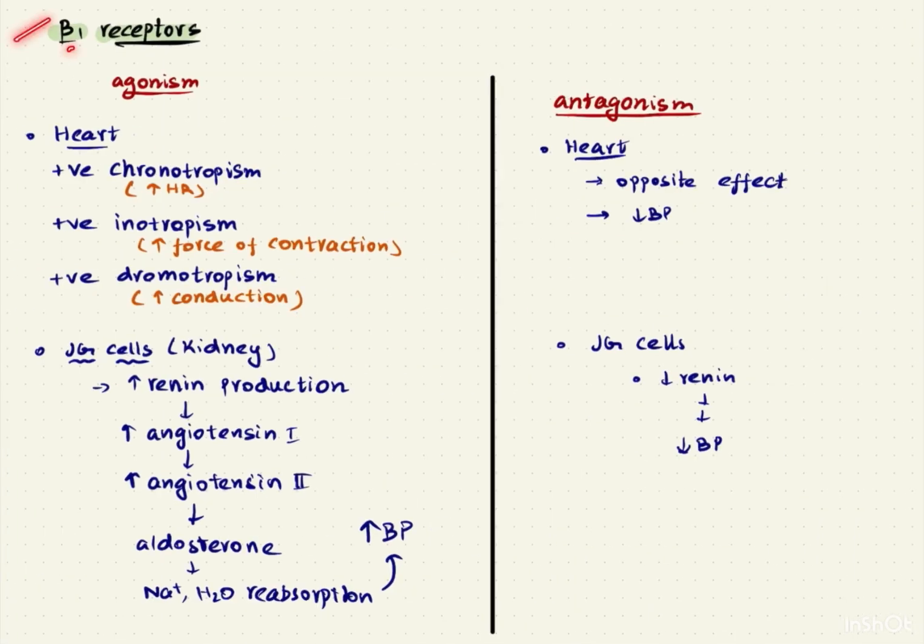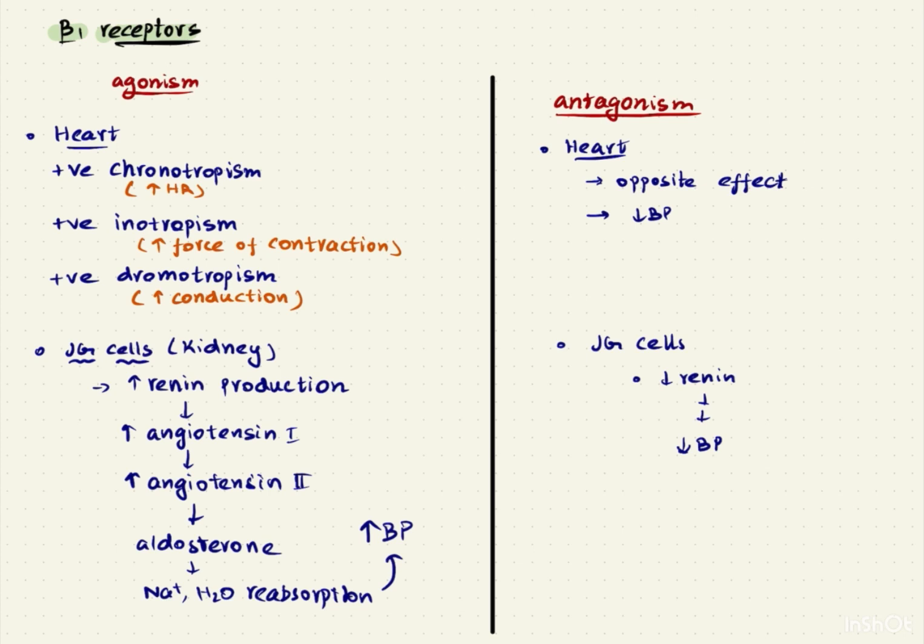Now, let us learn about beta 1 receptors. What happens when we stimulate beta 1 receptors? Beta 1 receptors are present on the heart. As we saw earlier, we have one heart, and so beta 1 receptors are present on the heart. Stimulation of beta 1 receptors can cause positive chronotropism, positive inotropism, and positive dromotropism. That is, increase in heart rate, increase in the force of contraction, and also increase in the conduction velocity. In short, it will have a stimulatory effect on the heart.